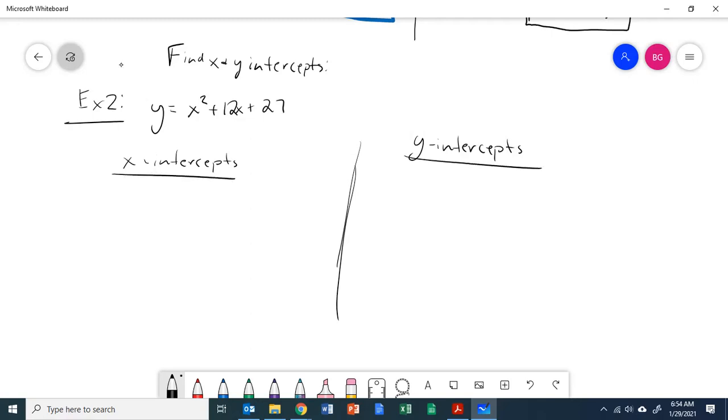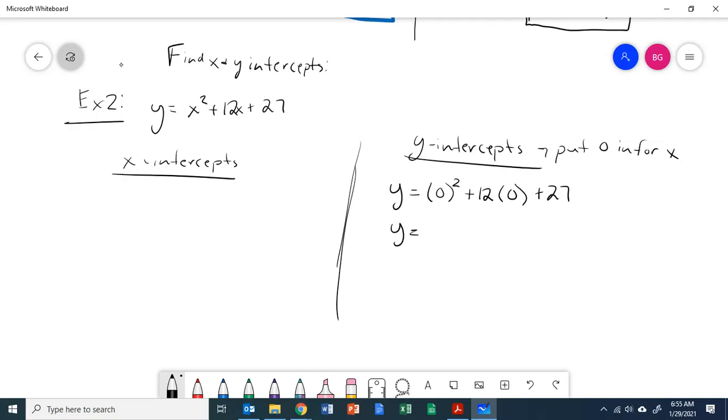I'm going to start with the y-intercept. I always think the y-intercept is the easiest to find. So I'm going to start with that. Okay, so to find the y-intercept, you need to remember, you need to put 0 in for x. So using that equation, we're going to have y equals, I see x squared, so that's going to be a 0 squared. Okay, and then we're going to have a plus 12 times, I see another x, so that's going to be 0. And then we have a plus 27.